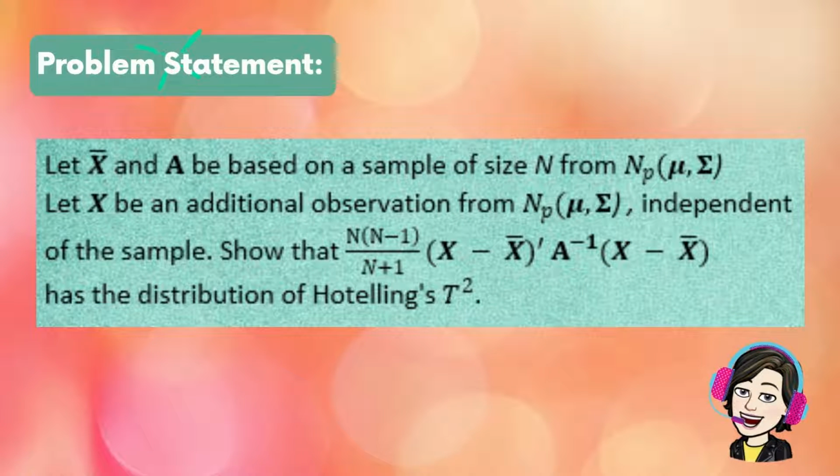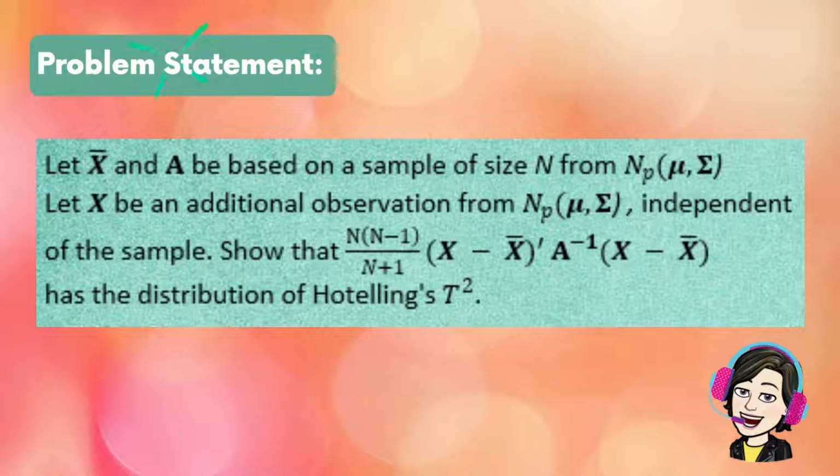The problem states that let X bar and matrix A be based on a sample of size n from a p-variate normal distribution with mean the mu vector and covariance matrix sigma. Let the X vector be an additional observation from a p-variate normal distribution with mean the mu vector and covariance matrix sigma independent of the sample.